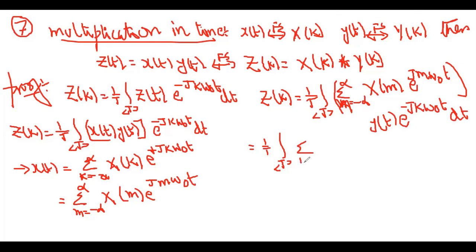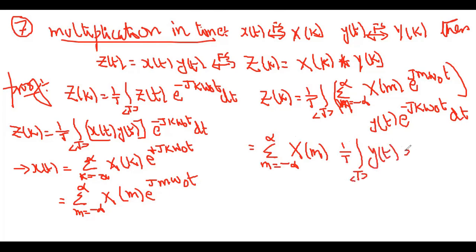Another one is the sum of m equal to minus infinity to infinity, or otherwise you can replace this as the sum of m equal to minus infinity to infinity X of m, the capital letter. And now write the integral, 1 by T, integral over T, y of t, and both the exponentials are the same.